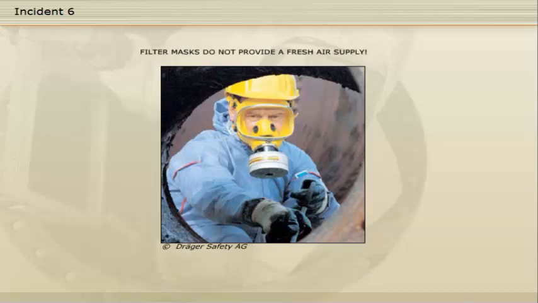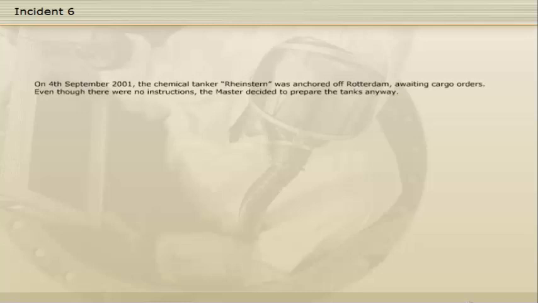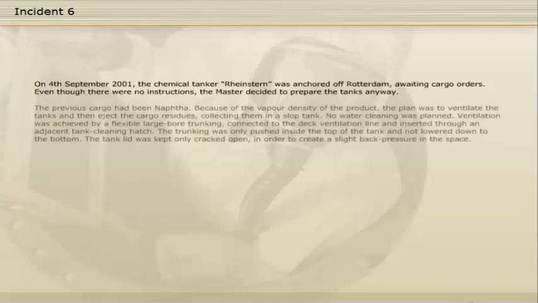On the 4th of September 2001, the chemical tanker Rhinestone was anchored off Rotterdam awaiting cargo orders. Even though there were no instructions, the master decided to prepare the tanks anyway. The previous cargo had been naphtha. Because of the vapor density of the product, the plan was to ventilate the tanks and then eject the cargo residues, collecting them in a slop tank. No water cleaning was planned.